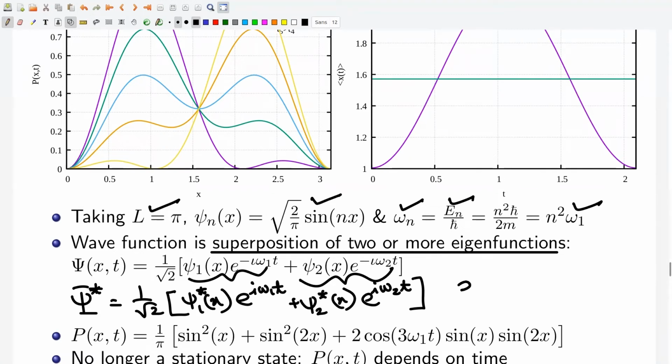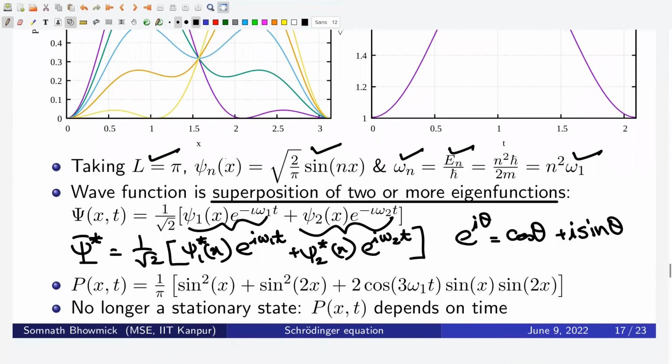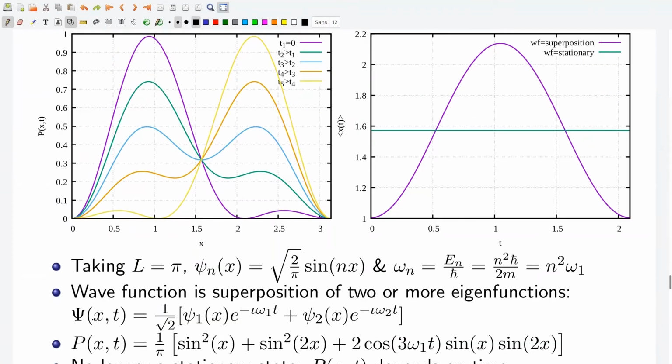And we have to use e power i theta equals cos theta plus i sin theta. Now you can just write psi star, and using this formula, the psi star will turn out to be equal to this. Now you see that the probability density is no longer stationary because I have a time dependent part. Let us plot P of x,t at various different times.